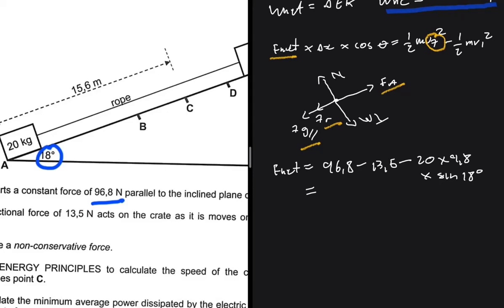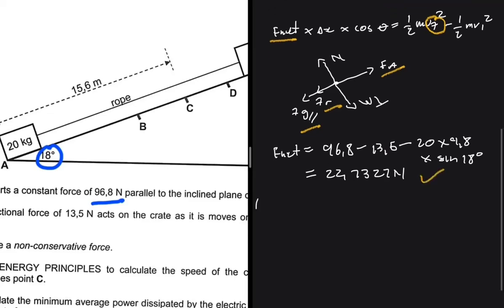If we put that in our calculator, then F net should be whatever we get there. Let me just do that real quick so that we can see what we get. I think our F net should be equal to 22.7327 newtons. Now we have F net, we can put it in our equation. In place of F net, we now put in 22.7327.